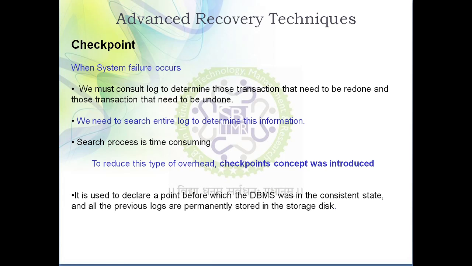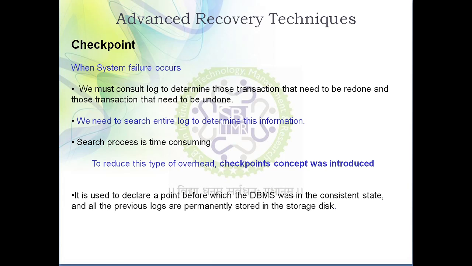We don't have a particular point which tells us up to which point we have to go. Suppose I want to go to a particular place, so I should know the destination address, and then I can move on the road. It's just like that: I'm moving on the road and I don't know where to stop. So this is a problem in log based recovery. In checkpointing, we try to overcome that particular problem we face in log based recovery. So what is the problem?